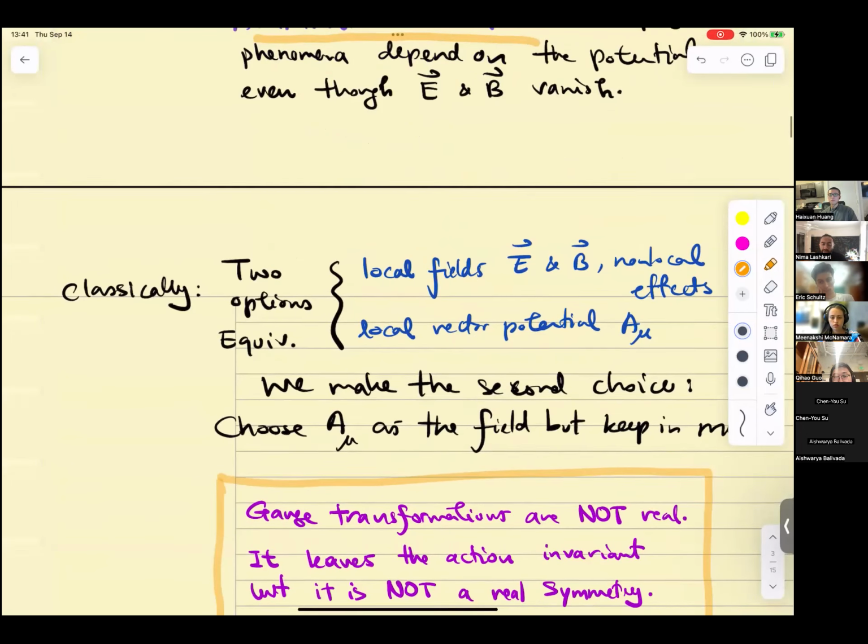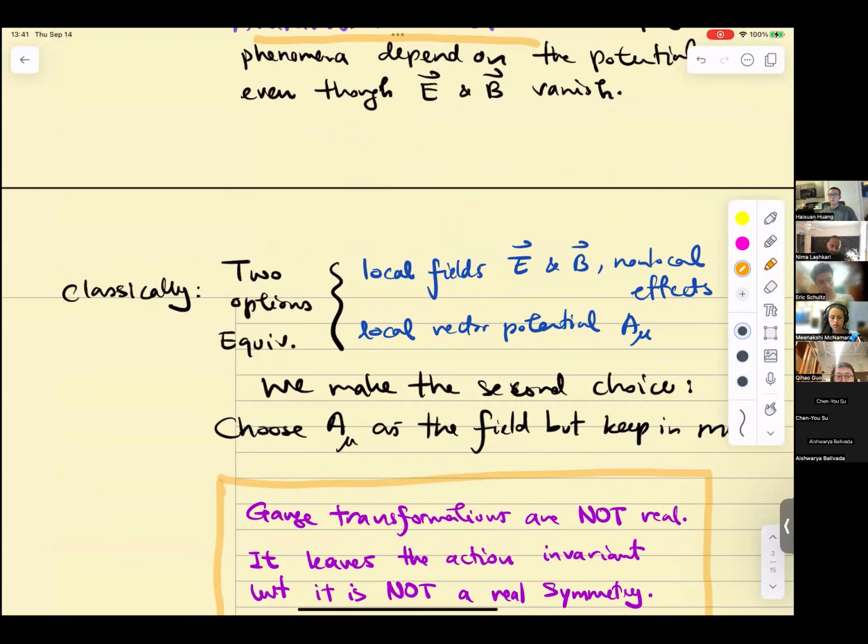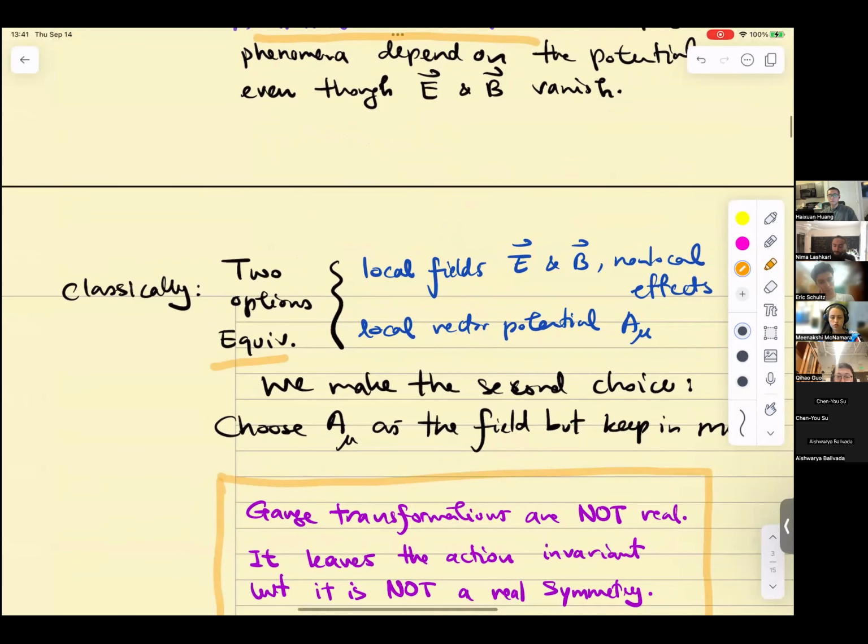So classically, there are two ways to go about this. There are two options. You could say that you're going to insist on the electric and magnetic field vectors as your physical degrees of freedom, and call the Aharonov-Bohm effect and these kinds of things some sort of non-local effects. Why? Because if your electric or magnetic potential is non-zero at a point, it means that somewhere else in space there are some charges.